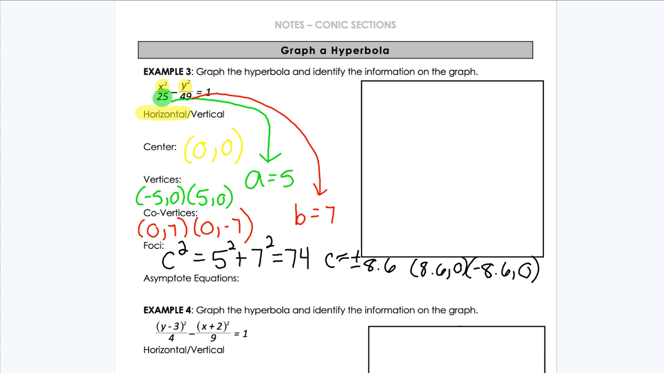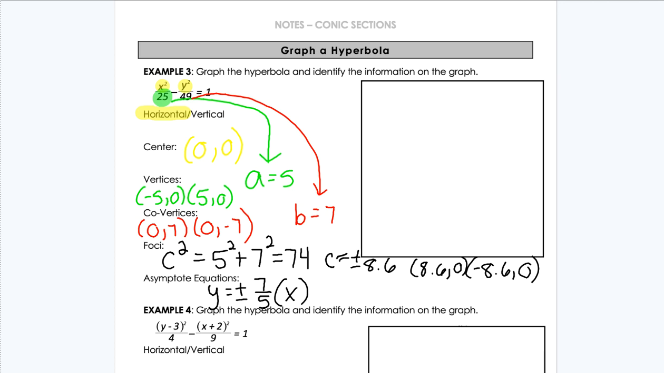All right, and then lastly, I can do my asymptote equations. In a horizontal hyperbola, my asymptotes are going to be y equals plus or minus the b value, which is 7, over the a value, times x minus our h, but remember our h is 0 and our k is 0, so I don't need to add anything else to that. If they were any other number, we would need to continue with that. But since they're 0, we can be done there.